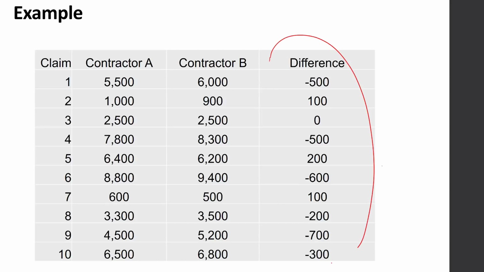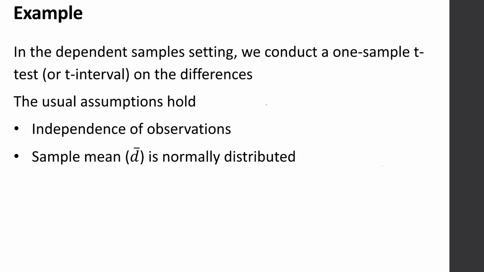So I've got the difference column now where I literally just told R to subtract column A minus column B. So notice 5,500 minus 600 equals negative 500. 1,000 minus 900 equals 100, etc. All right, so in the dependent sample setting, we're going to conduct a one sample t-test or t-interval on the differences. And the usual assumptions hold: the independence of observations and that the sample mean is normally distributed.